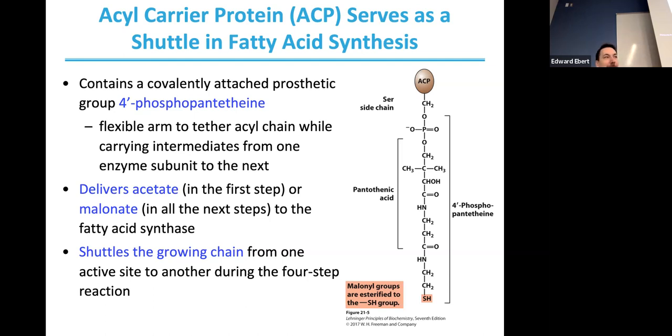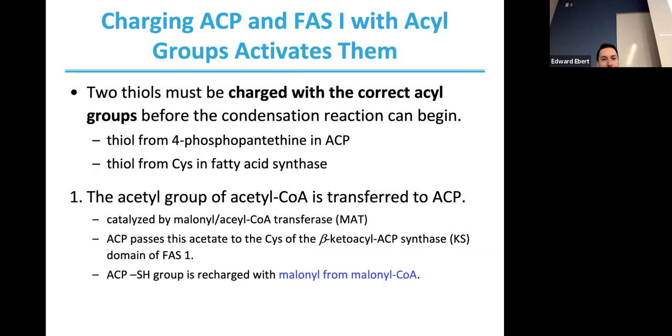And that's why we saw this starts off in the cytosol, moves to the endoplasmic reticulum as we get longer. Charging ACP FAS1 with the acyl groups activates them. So we have those sulfhydryl groups, we have to attach something to them, and that's going to make them more reactive and allow them to have an energetically favorable reaction. We can calculate thermo. No, we're not going to do that. But once we've got those both activated, then they're reactive and we can transfer the acetyl group to the ACP.